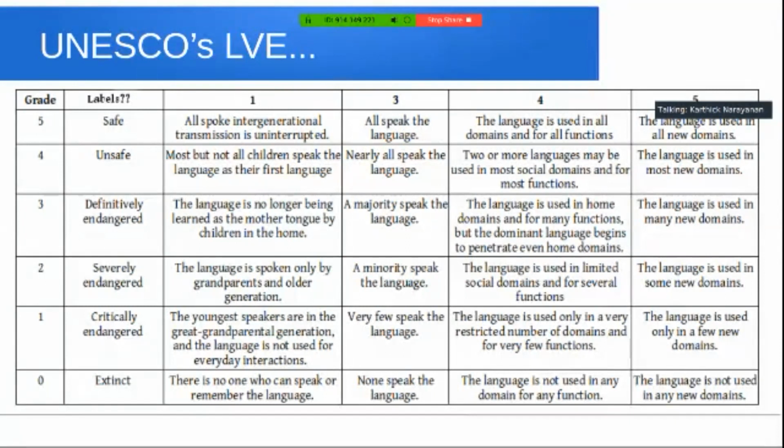Now, similarly, you can see the same thing in number 3. All speakers speak. This is the language proportion. All speakers speak the language. Nearly all speak the language. From all, it becomes nearly all. Then from nearly all, it becomes majority speak. Then minority speaks. Very few speak, and none speak. So you can see here that the grade is gradually decreasing. But that is not true for vital 1. So this is something that is a problem with UNESCO's language vitality and endangerment. And this is probably a methodological challenge too, because we can't really quantify these things, but this has been noted by quite a few people.